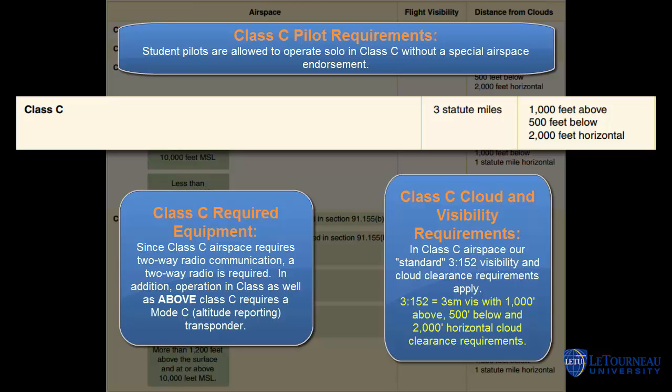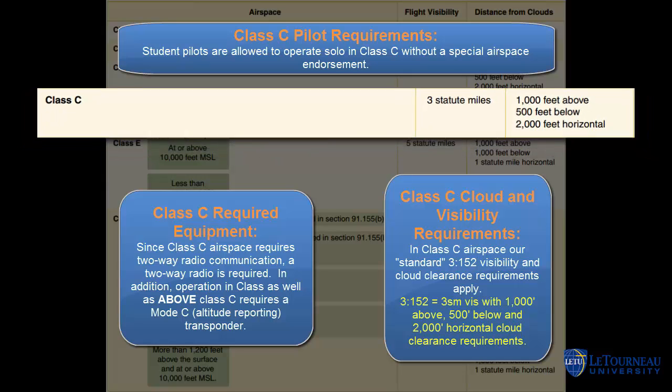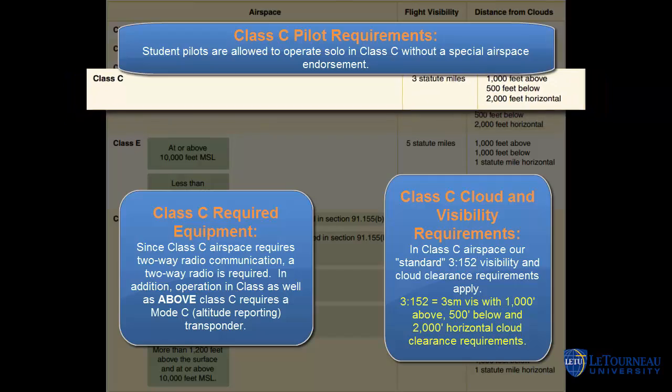Class C required equipment. Since Class C airspace requires two-way radio communication, a two-way radio is required. In addition, operation in Class C as well as above Class C requires a Mode C altitude reporting transponder. As far as pilot requirements, student pilots are allowed to operate solo in Class C without a special airspace endorsement.